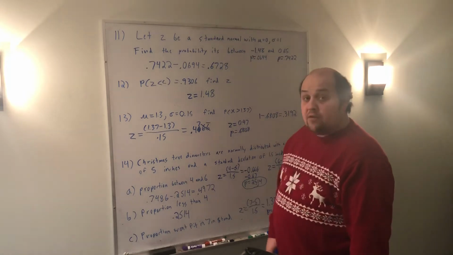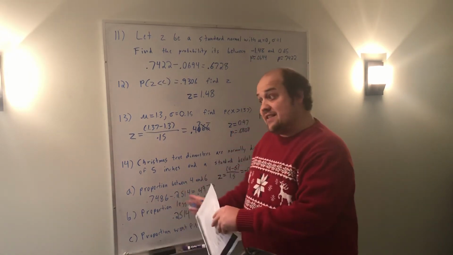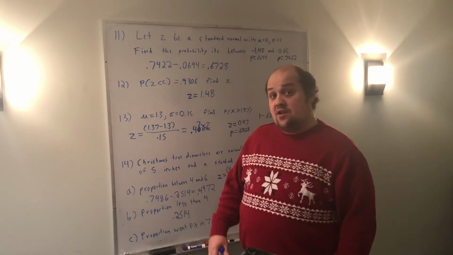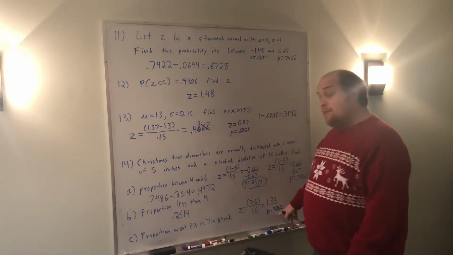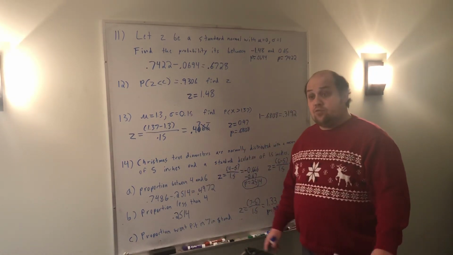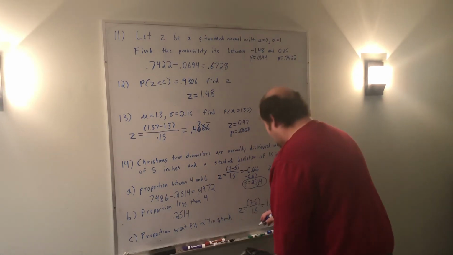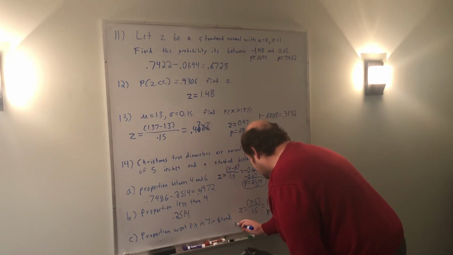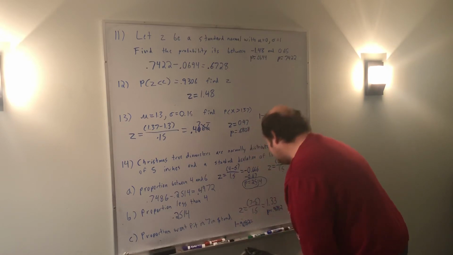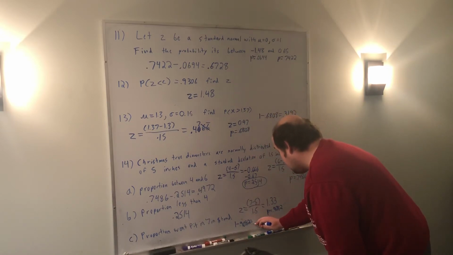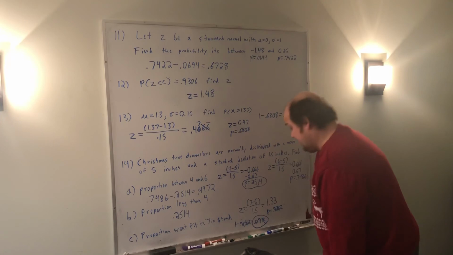But what that really represents is the proportion of trees that are 7 or less. Really, this is all the trees that will fit into my new tree stand. In order to find the ones that won't fit, I need to find greater than, or 1 minus that table value. If I do 1 minus 0.9082, that should give me 0.0918, which is the correct final answer to that question.